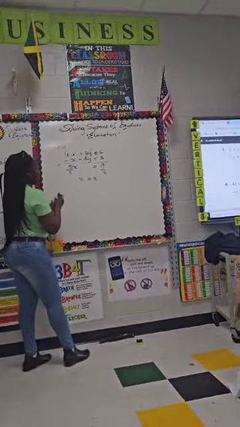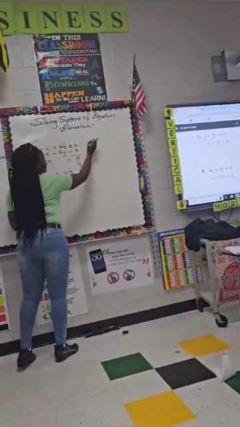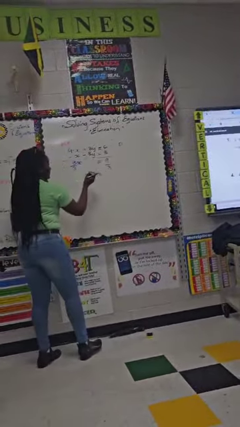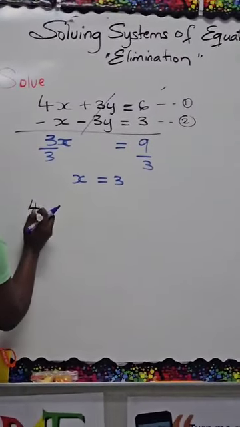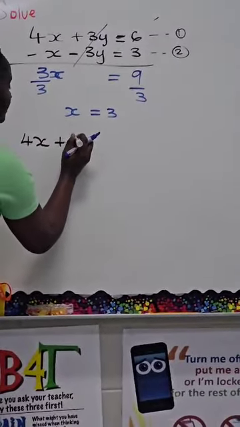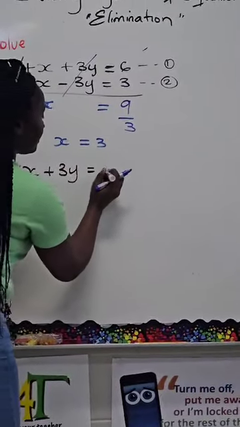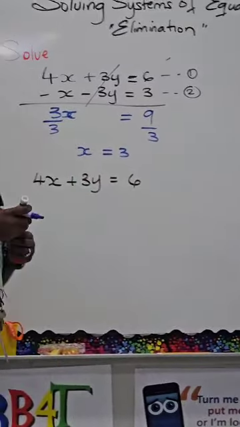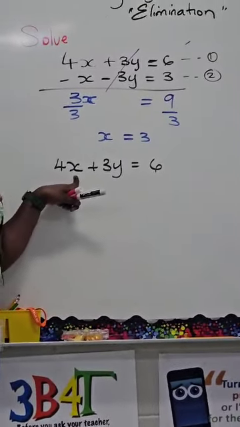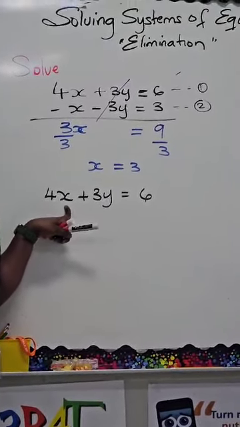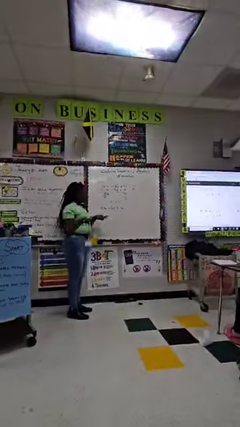The top one? Yes, we're going to do that one. So we're going to call this equation 1, and this would be equation 2. So equation 1 says 4x plus 3y equals 6. Remember, we're doing substitution. Wherever we see x, we're going to replace it with 3.